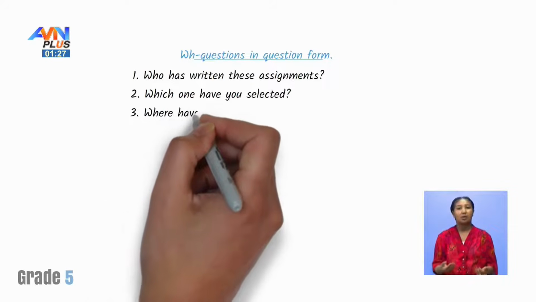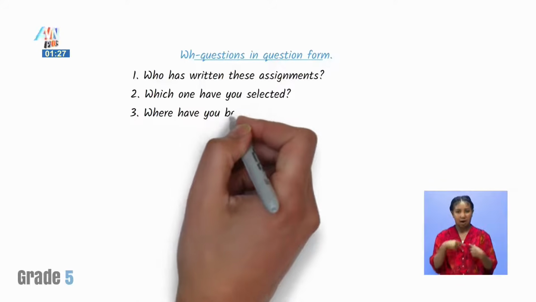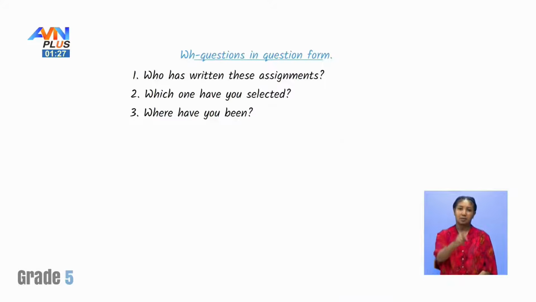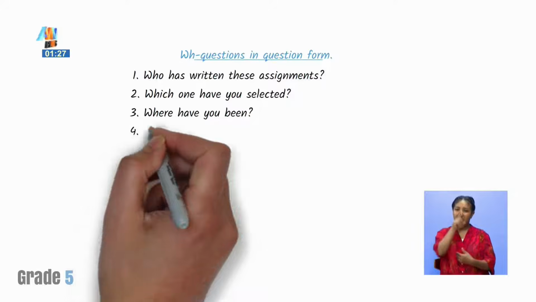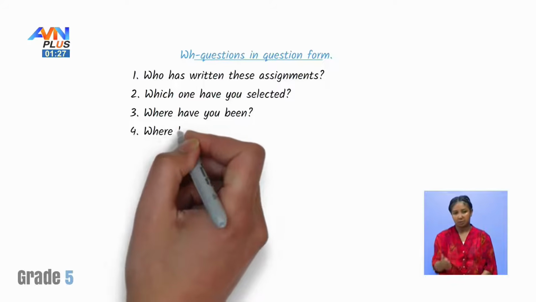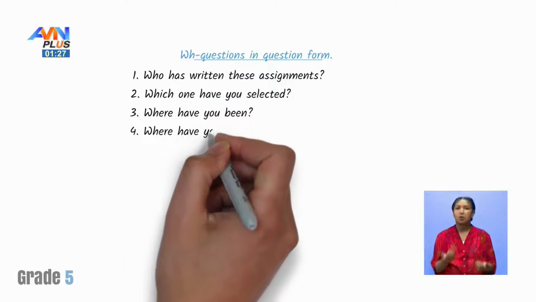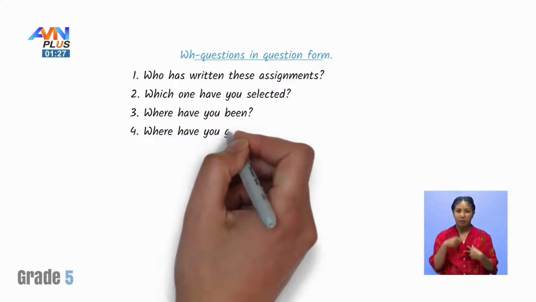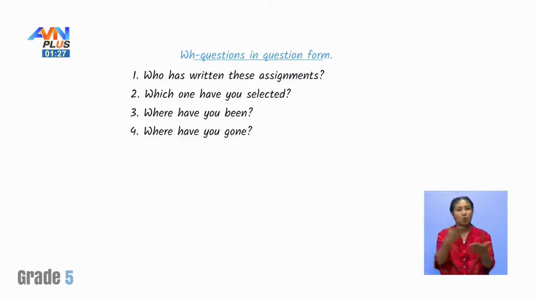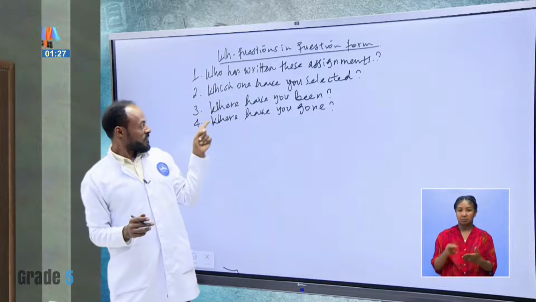Where? Yes. Where have you been? And that's how we can say another form. Where, yes, have you gone? Here, are the same this on the third one, the fourth one?